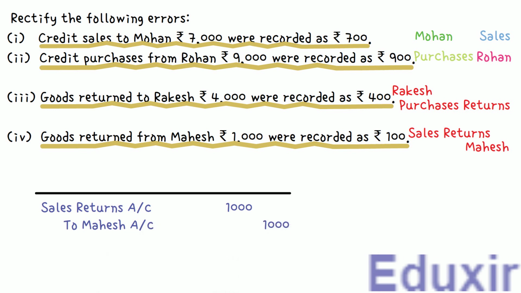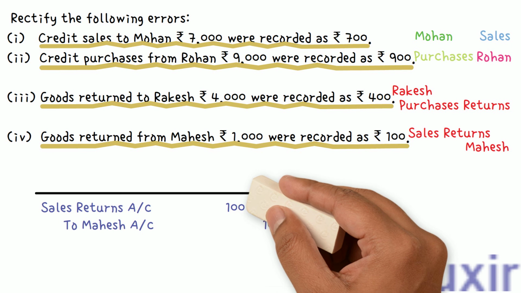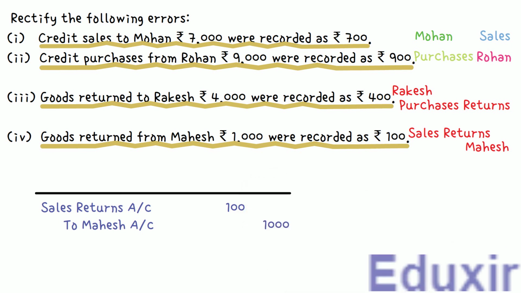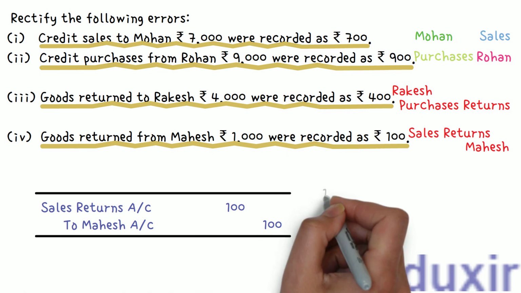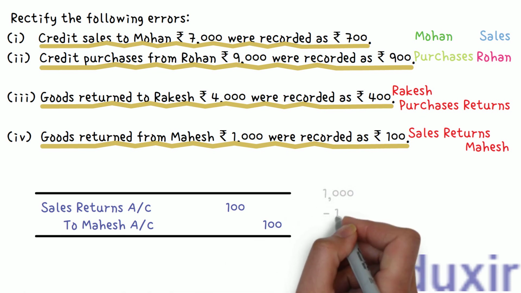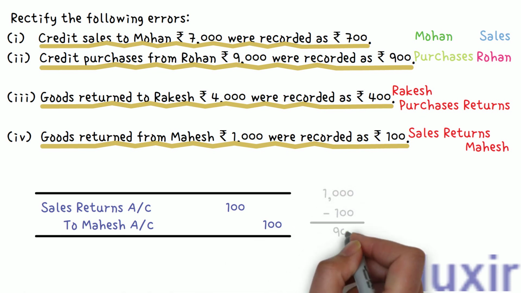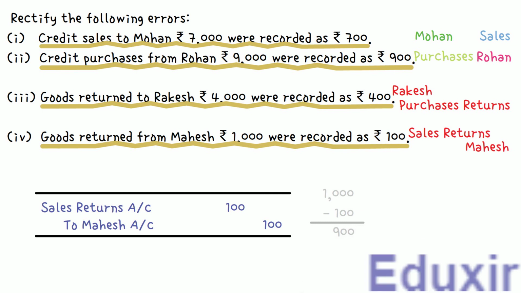But due to the error of commission, the sales returns account was debited with only 100 rupees and Mahesh's account was credited with only 100 rupees. From 1000 rupees, if we subtract 100 rupees, we get 900 rupees. So to rectify this error, we should debit the sales returns account with 900 rupees and credit Mahesh's account with 900 rupees. With this analysis at our disposal, let us now proceed with the generalizing of these error rectification entries.